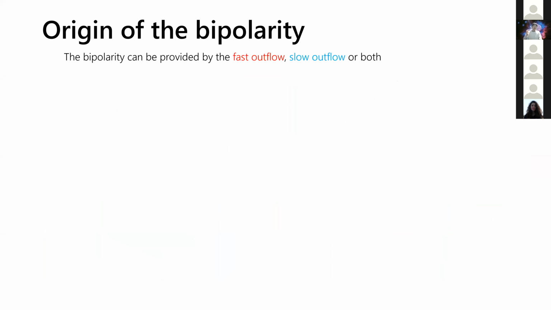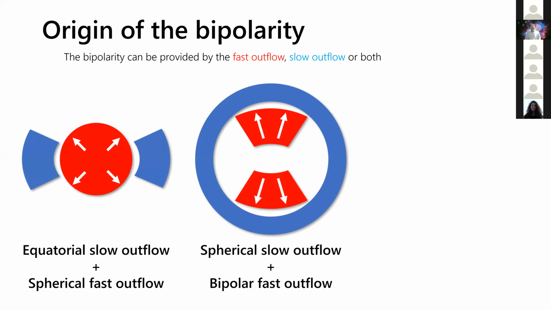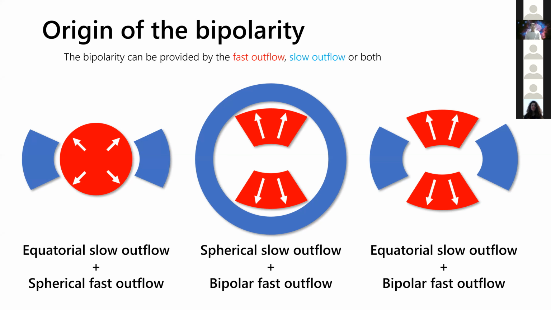In the framework where we always need to have a slow outflow followed by a fast outflow, you can find the origin of the bipolarity in either the slow thing or the fast thing. One way is, like in many models that we've heard of in the past two days, you can have a very equatorial slow outflow followed by a rather spherical fast outflow. Or you can have a rather spherical slow outflow followed by a bipolar fast outflow. And you can have both.